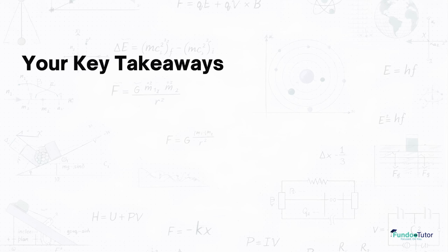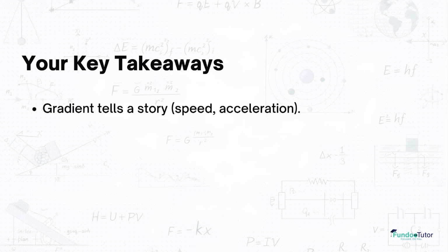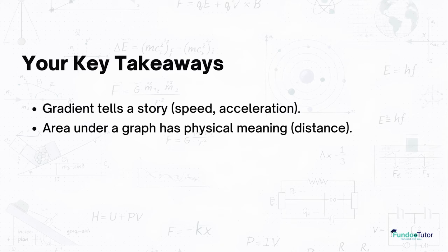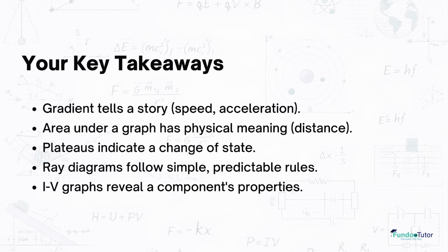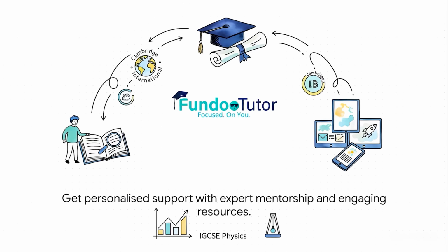Okay, so let's boil this all down. What are your key takeaways? First, the gradient or the slope of a graph is always telling you a story about a rate of change, like speed or acceleration. Second, the area under a graph isn't just empty space. It has a real physical meaning, like distance. Third, when you see a flat plateau on a graph, it's a huge clue that there's a change of state happening. And finally, remember that ray diagrams and IV graphs just follow simple, predictable rules. If you can get a handle on these core ideas, you'll be able to read any graph they throw at you. And that's a wrap on IGCSE physics graphs.